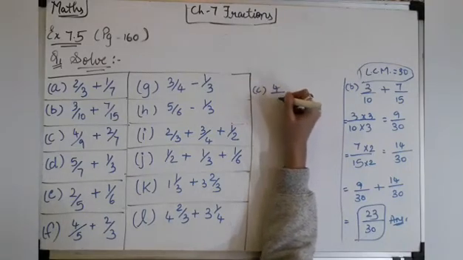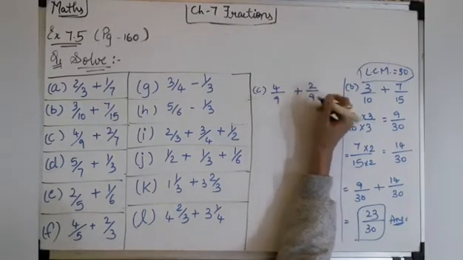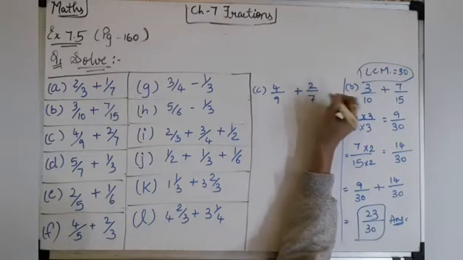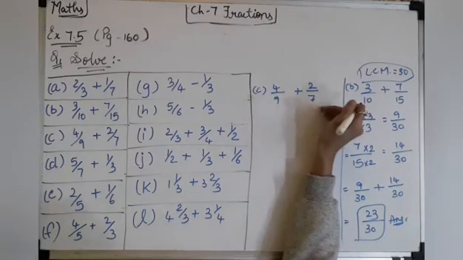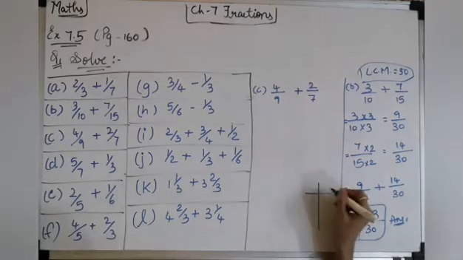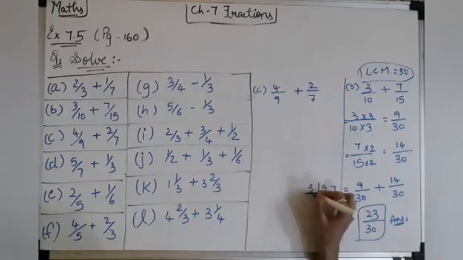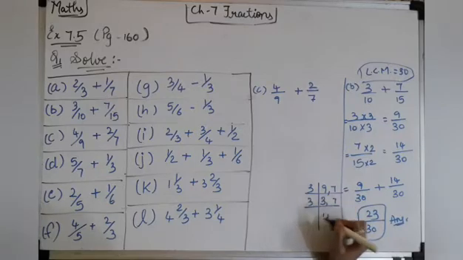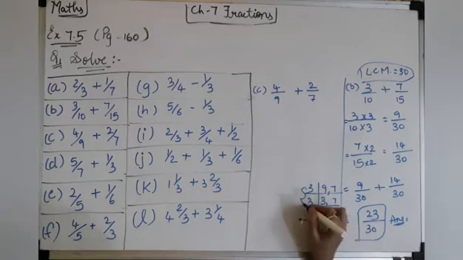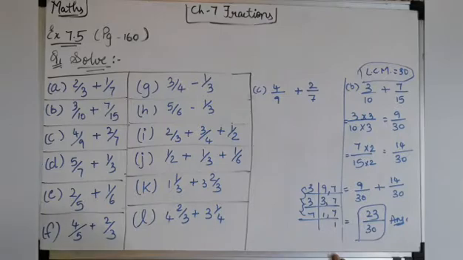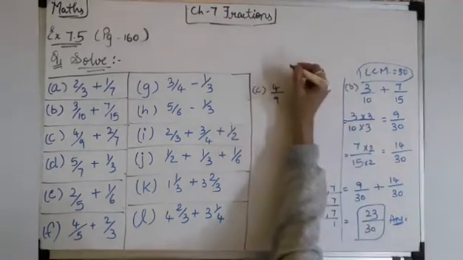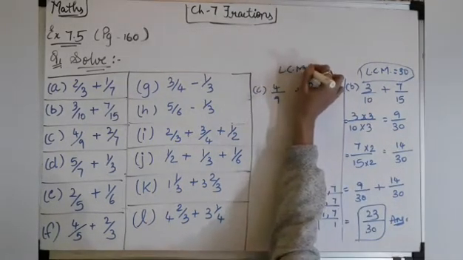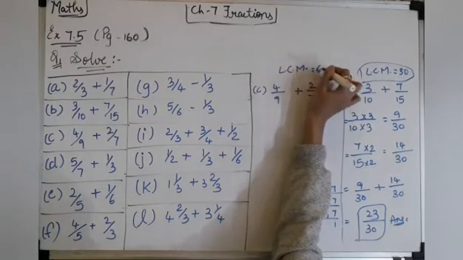What is the question? 4 upon 9 plus 2 upon 7. Denominators are not equal, so we'll take out the LCM. 9 and 7: 3 threes are 9, 7 is not coming, so carry down. 3 ones are 3, 7 is not coming, that's why carry down. 7 ones are 7. 3 threes are 9 and 9 sevens are 63, right? So LCM is 63.